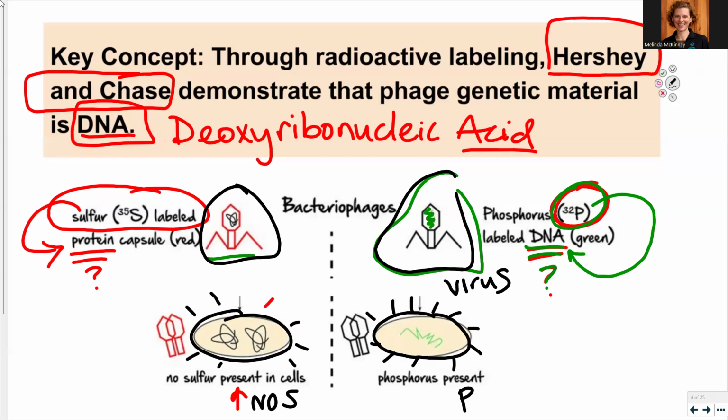So phosphorus is present, so that radioactive label shows up, and they realize that, okay, this is associated with this pathogenic virus. It's found when it's infected, and so the DNA is in fact the genetic material, whereas the protein was not transmitted down, and so it's not the material. So two experiments that I'd like you to know, the Griffith experiment and the Hershey and Chase experiment.